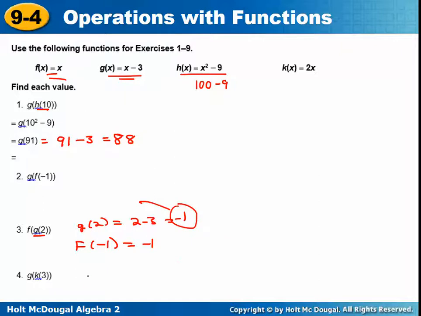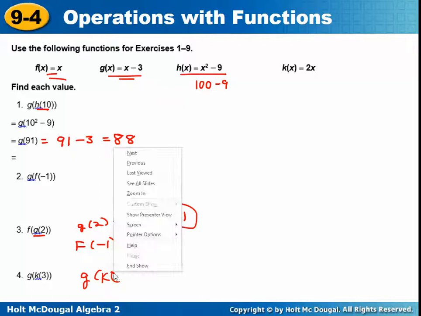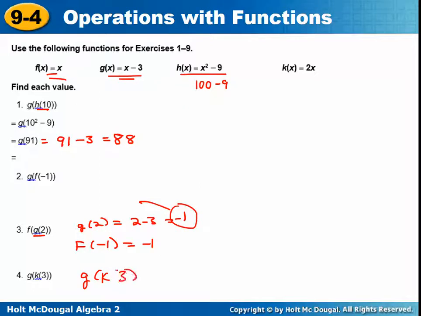Let's look at number 4. G of k of 3. So we have to do k of 3 first. Here's the k function. So that would be 2 times 3. So k of 3 is equal to 6.